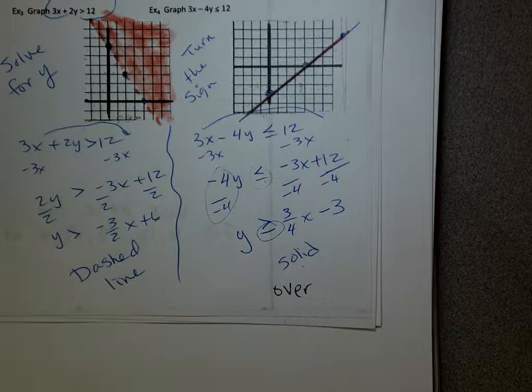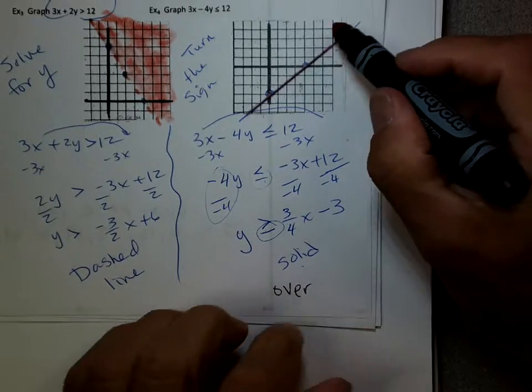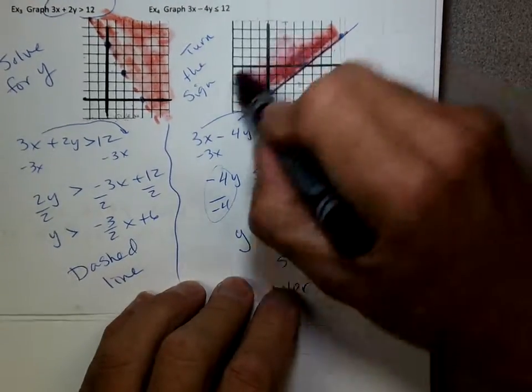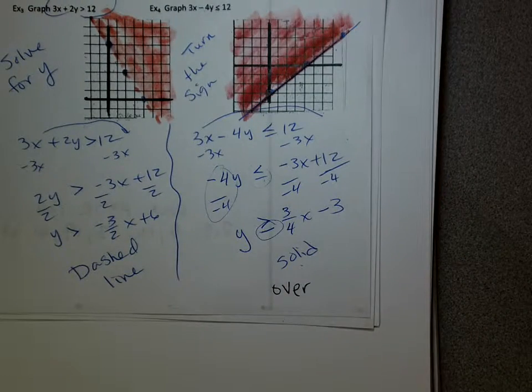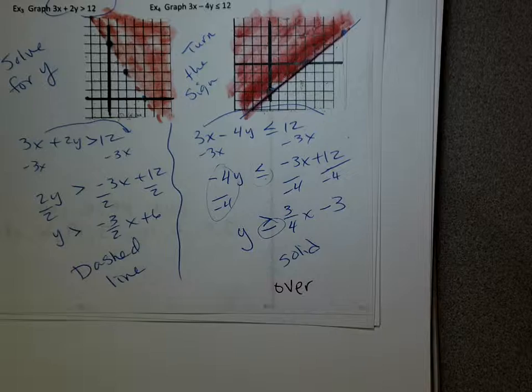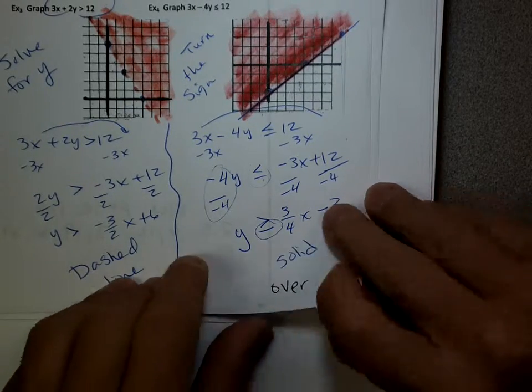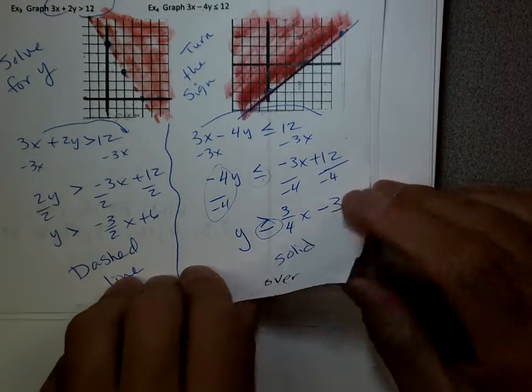I'm going to read it, and it says it is greater than or equal to, so I'm going to make sure that I shade above, so that every single point is greater than or equal to 3/4 x minus 3. Not too bad. Alright, let's turn the page over. We got a couple of problems left to go.